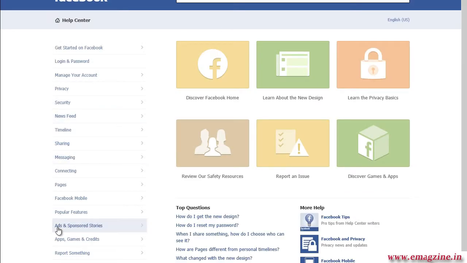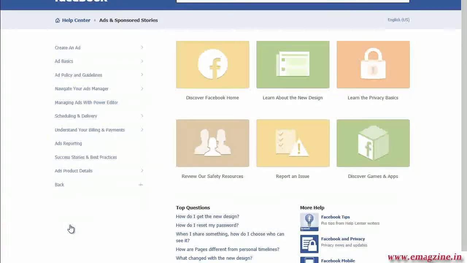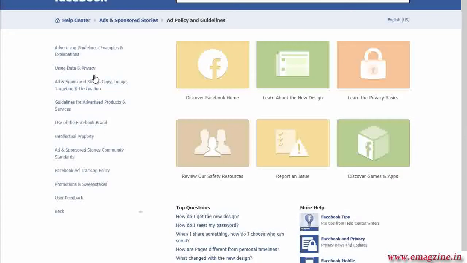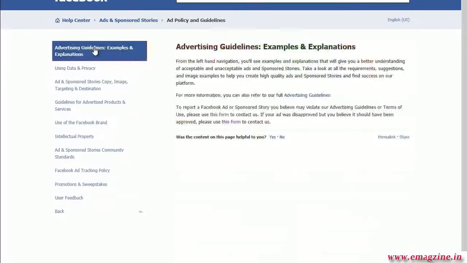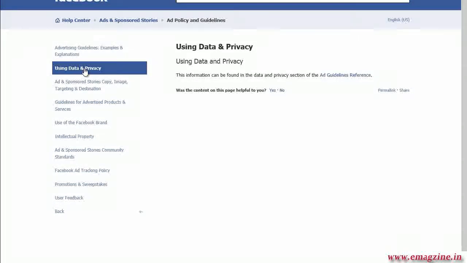Okay, you're going to go there by going to facebook.com/help. Then you're going to go to ads and sponsored stories. And then you're going to go to the ad policy and guidelines. Now here are all the guidelines. And these are all the things that you want to make sure you understand extremely well. Most of Facebook's ad policy is written in extremely user-friendly dialogue.